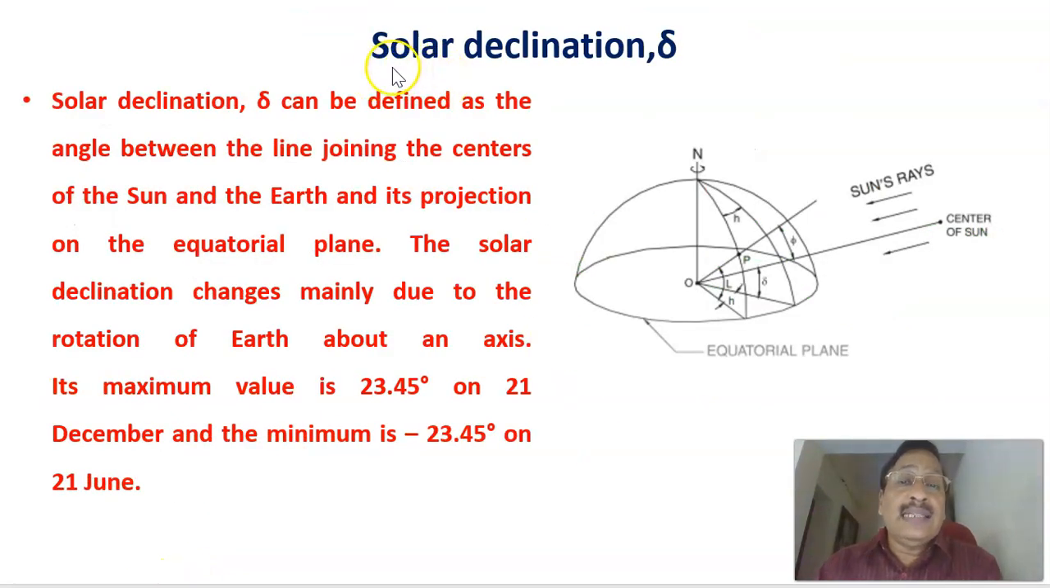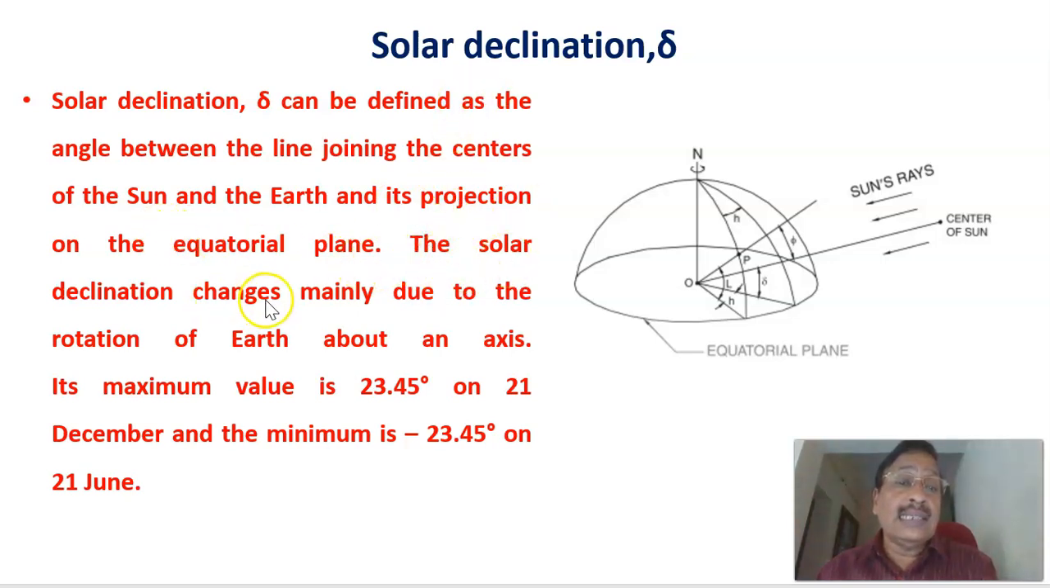There is a term to be defined: solar declination, delta. You can see it here, the angle, the delta angle. Solar declination can be defined as the angle between the line joining the centers of the sun and Earth, that's this line, and its projection on the equatorial plane. Its projection on the equatorial plane means this one. This angle we call delta. That is called the solar declination.